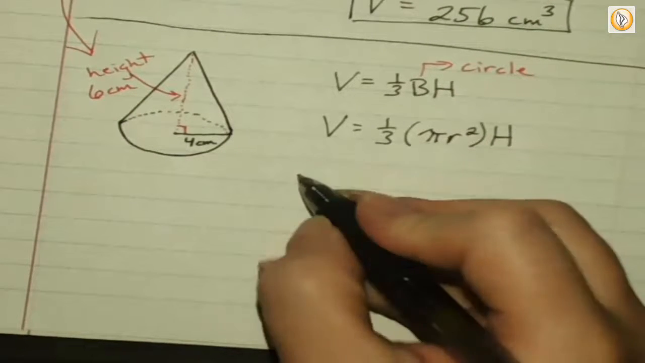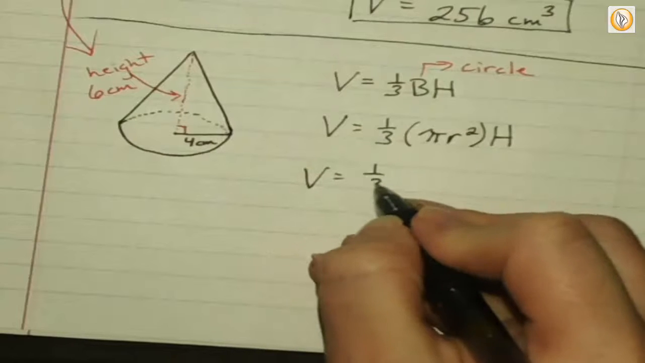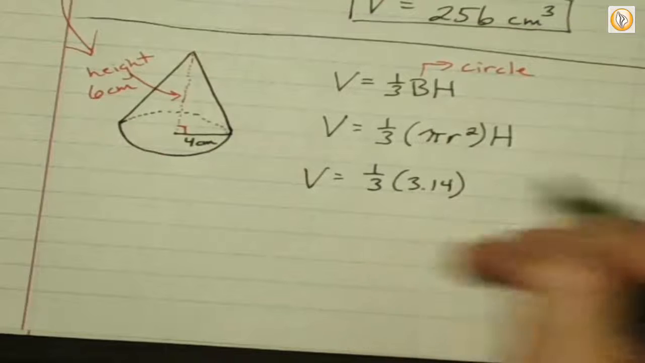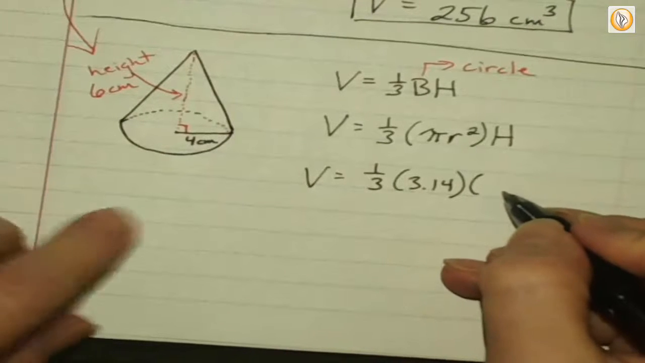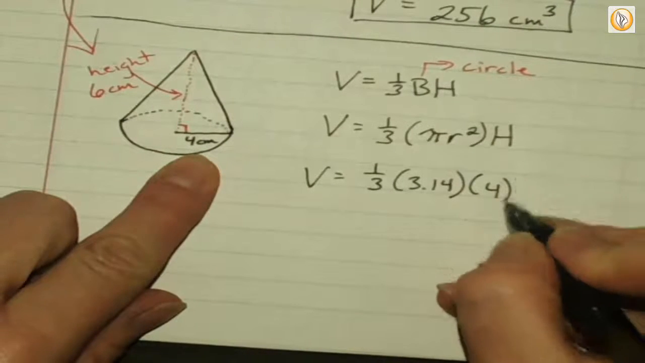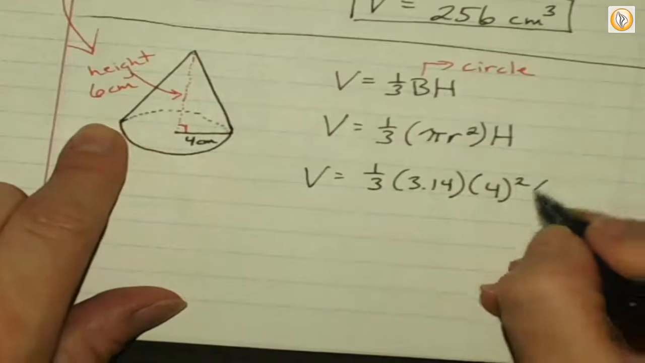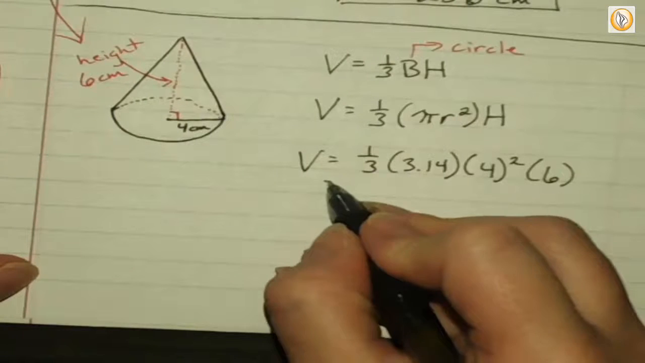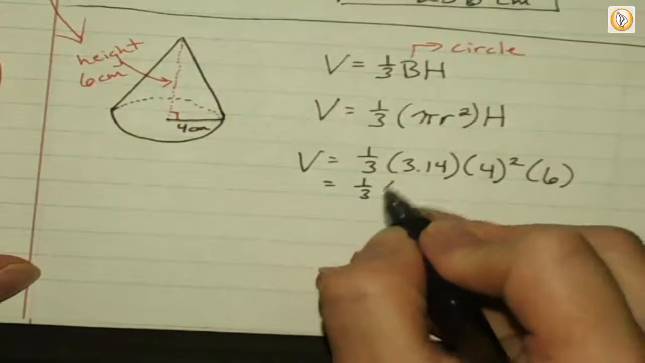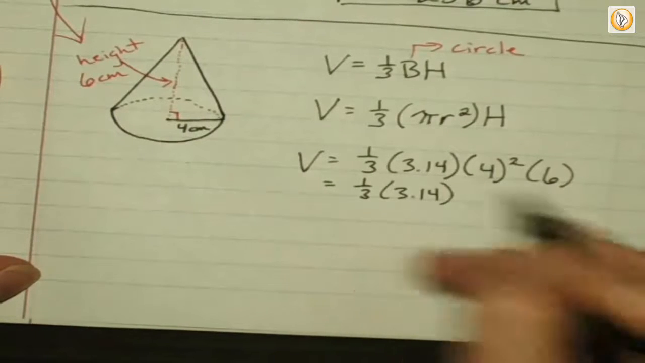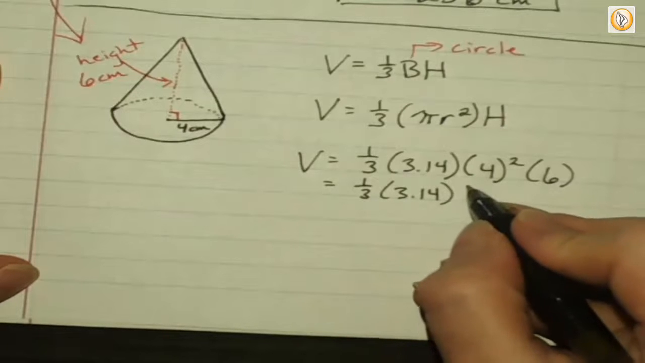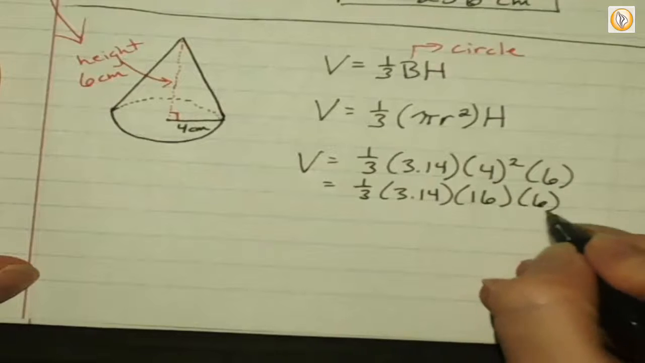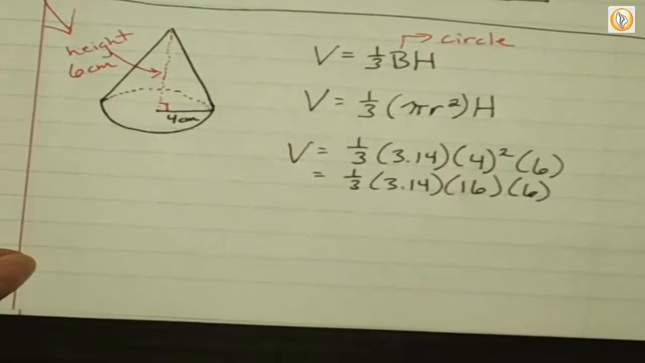So now we start filling in our information. We have 1/3 times, and Izzy was saying 3.14 times, and our radius is 4 squared times our height, which is 6. 1/3 times 3.14. 4 squared is? Very good. See, I knew I missed you. You're the only one that knows that answer.